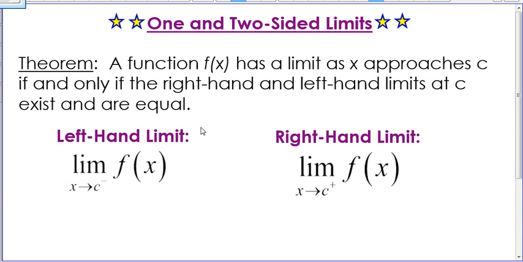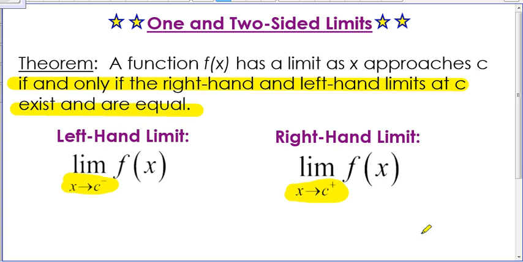It says that a function f of x has a limit as x approaches c if and only if the right-hand and left-hand limits at c exist and are equal. So it has to be equal approaching from both sides of that limit. Sometimes you're going to see it written as x approaches c with a negative in the power, or x approaches c with a positive. They're talking about the left-hand and the right-hand side of the limit.